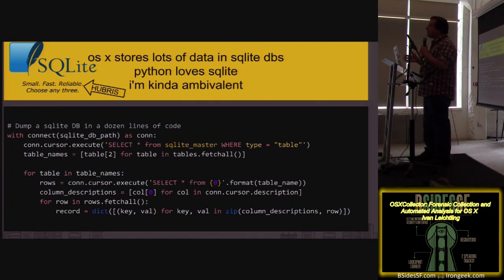This is the code you would need if you were writing Python to take a SQLite DB file, dump all of the tables in it, and get all the data.